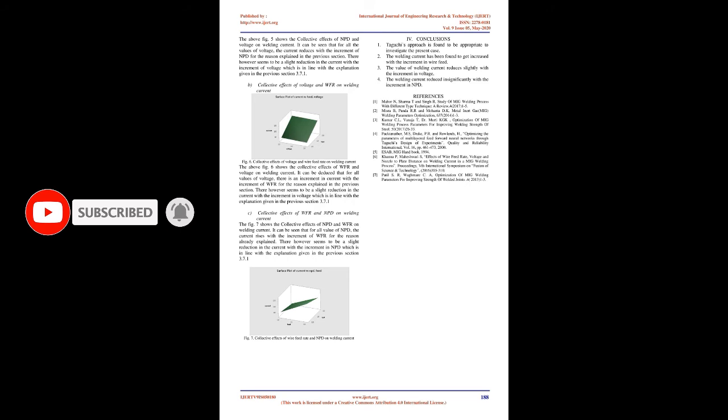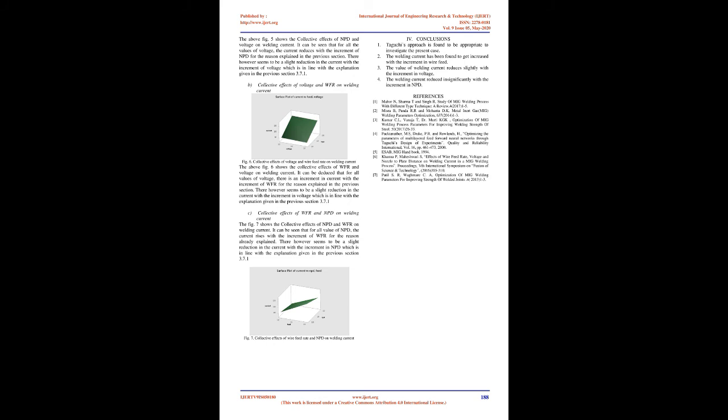A. Collective effects of voltage and NPD on welding current. Fig. 5. Collective effects of voltage and NPD on welding current. The above Figure 5 shows the collective effects of NPD and voltage on welding current. It can be seen that for all the values of voltage, the current reduces with the increment of NPD, for the reason explained in the previous section. There, however, seems to be a slight reduction in the current with the increment of voltage, which is in line with the explanation given in the previous section 3.7.1.